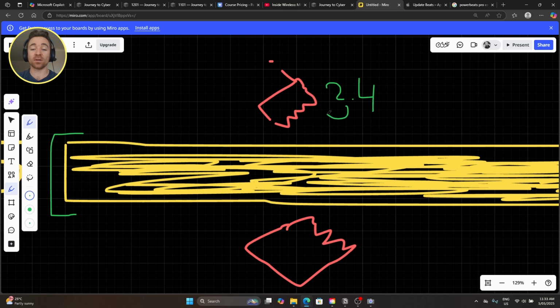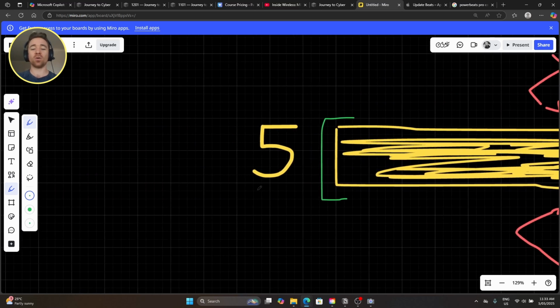Which is not the 5 gigahertz frequency, so it just smashes straight through it. So it has a really fast rate of data transmission. It can transmit a lot of data. It is not susceptible to interference. So you might be thinking, why would we not want to use this, right?